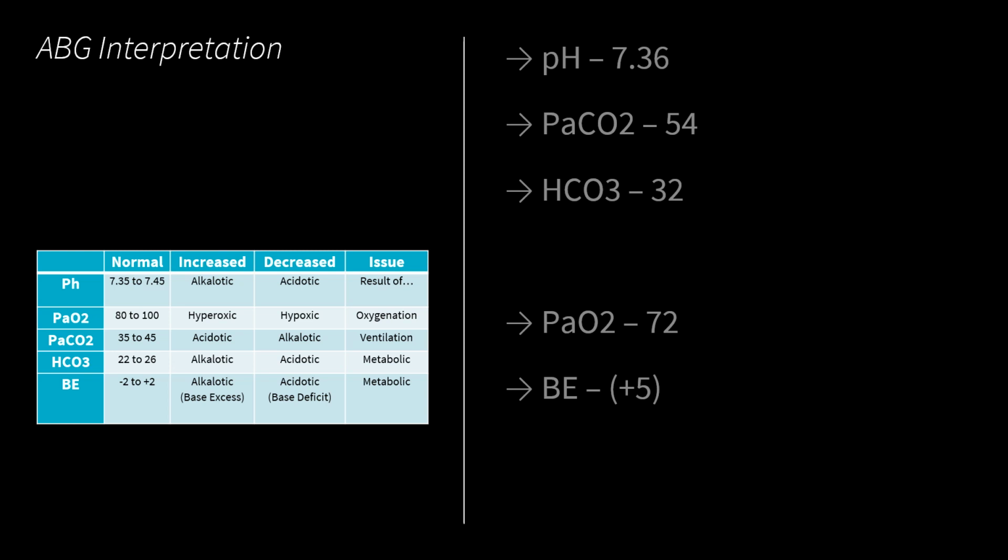Anytime you see a normal pH and your CO2 and bicarb are both abnormal, you have to add an extra step to your interpretation because this is most likely some form of fully compensated acid-base disturbance. And so when your compensatory mechanisms are successful, they only compensate up until the pH returns to normal. So they wouldn't overcompensate.